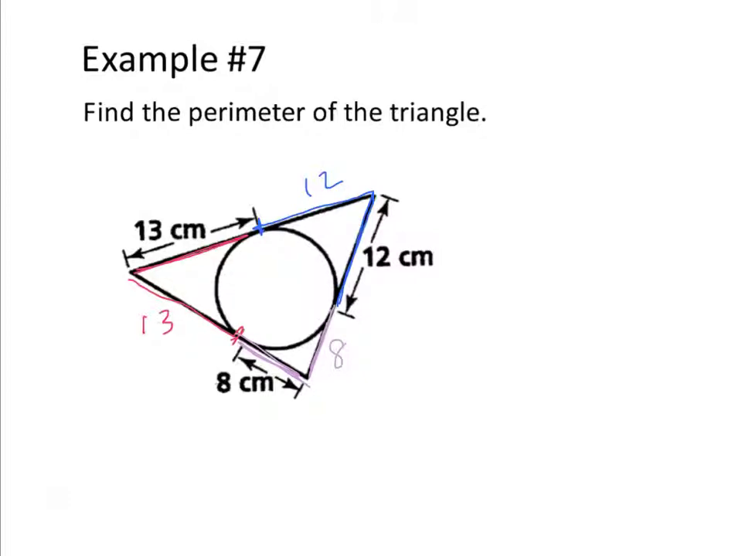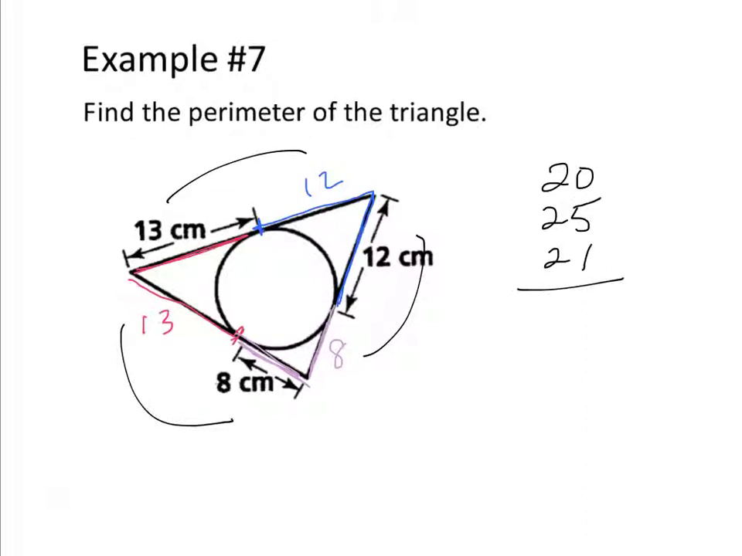So I can do it a couple different ways. I can add this side 20, add this side 25, add this side 21. Perimeter is a distance around, so in this case it's the distance around the triangle. So when I add these, I get 66 centimeters. That's my perimeter.